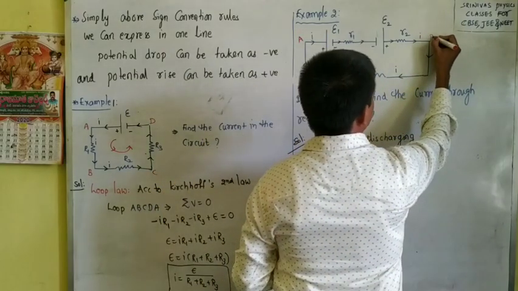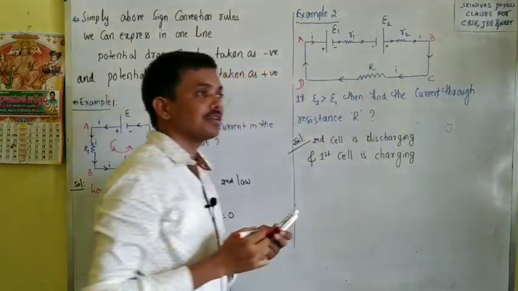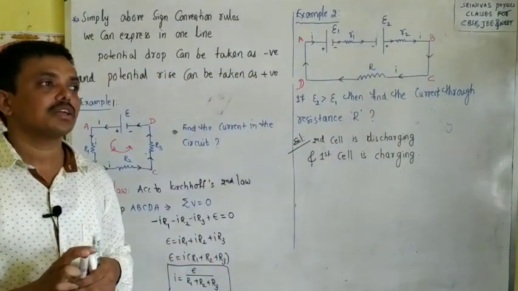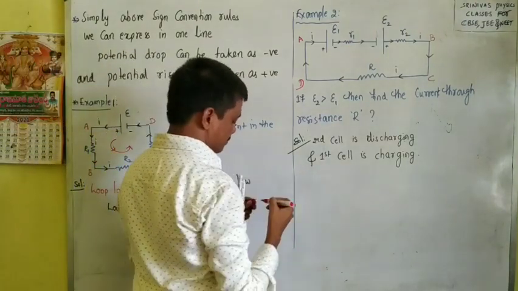Okay, in the direction of current I am selecting like this, A, B, C, D. Any loop you can select. You can select the opposite direction and again find out, you will get the same value. Then the loop, I am selecting the loop.